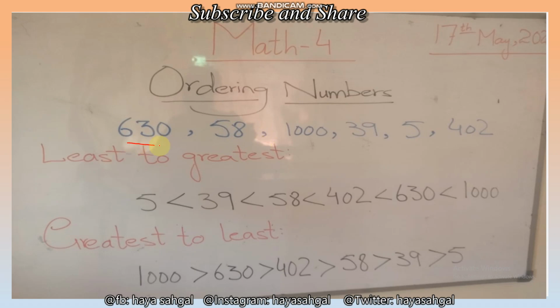Here I have some numbers: 630, 58, 1039, 5, 402. You should be able to read the numbers properly. Otherwise, you will not be able to solve comparing or ordering. It will be a big problem for you. So first remember, you should know how to read them. You should know whether they are tens or hundreds or thousands, okay? So you have to focus on the place value chart. You have to focus on the place value lesson. So here the numbers are.